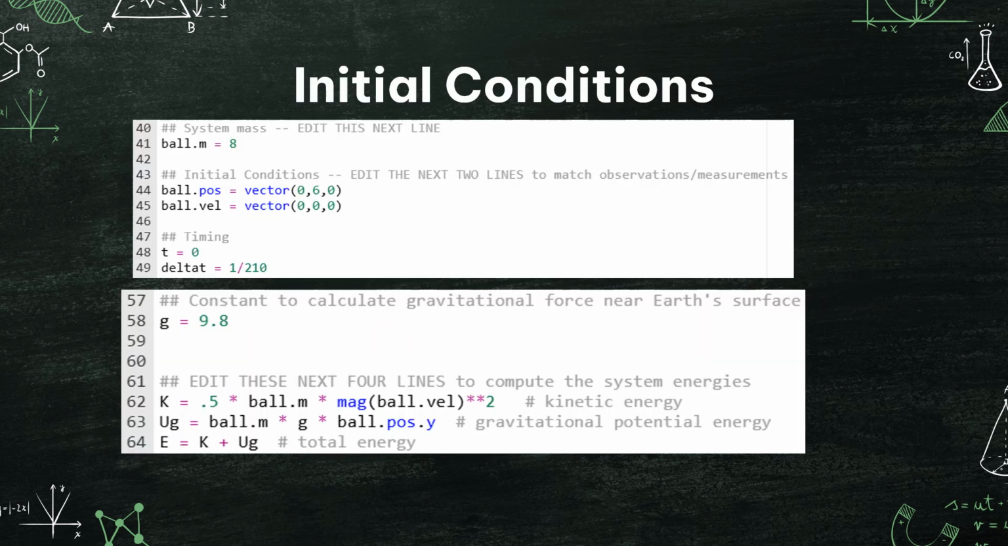My initial conditions include a few assumptions, which include the mass of the chicken jockey being around 8 kilograms and the position of the chicken jockey being 6 meters high. And then I've also included here the initial kinetic energy, the initial gravitational potential energy, and the initial total energy.